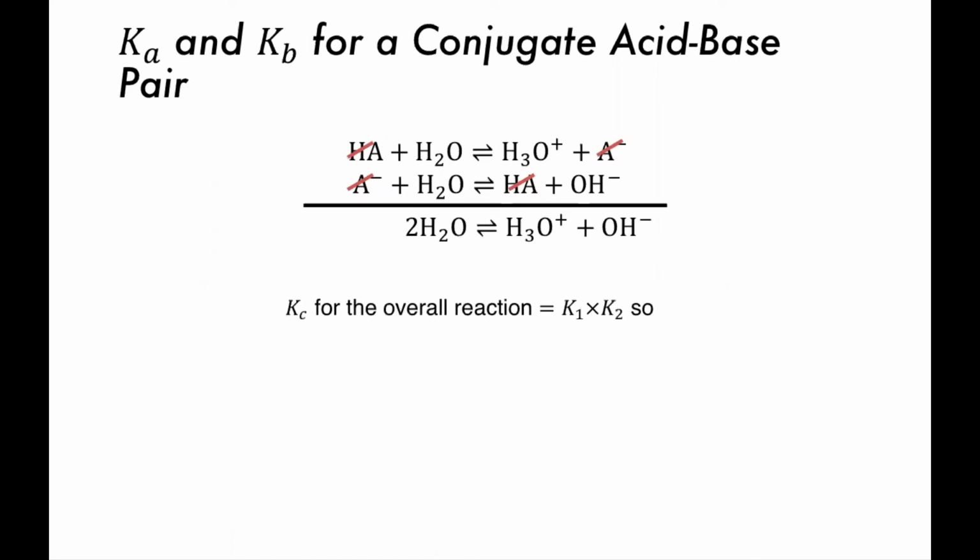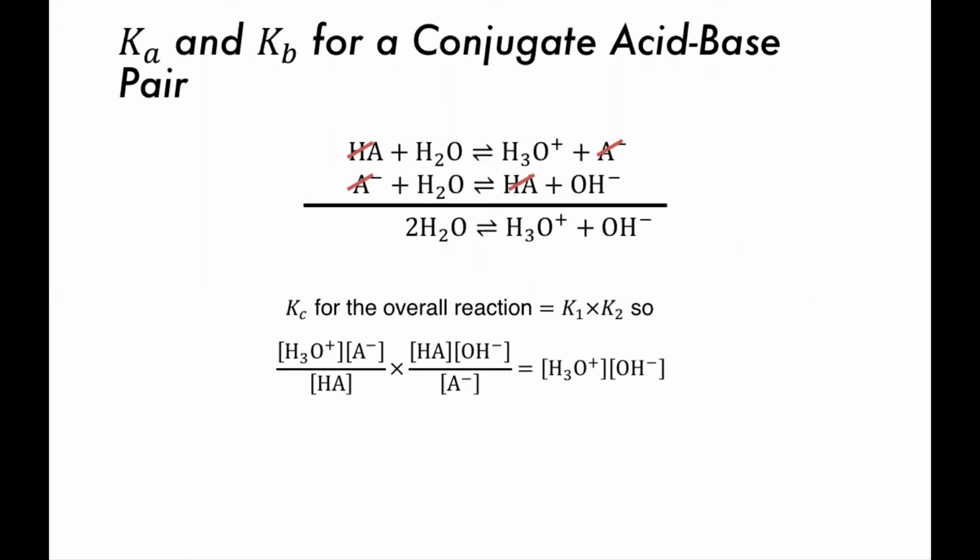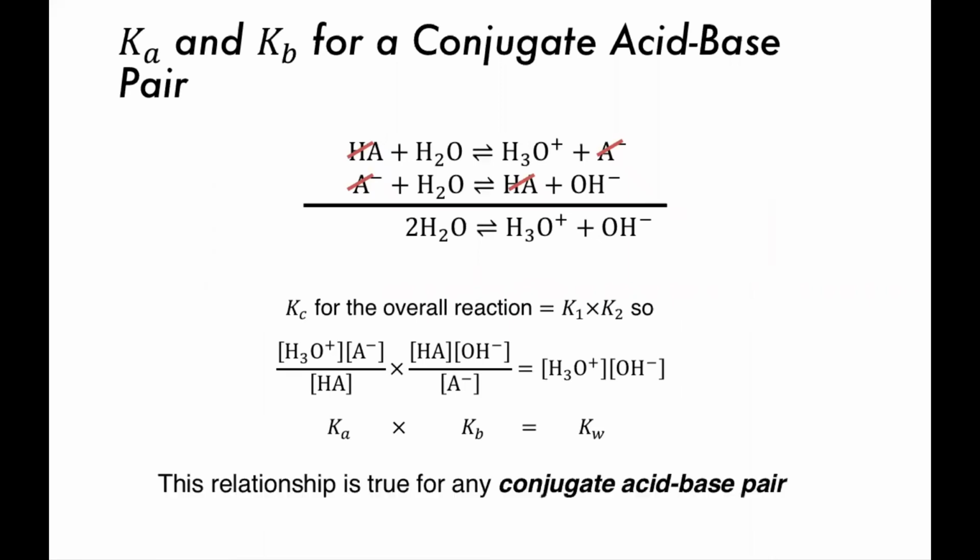So Kc for the overall reaction is going to be K1 times K2. We learned about that back in the equilibrium lecture. And so the hydronium ion concentration times the conjugate base concentration over HA, times HA times OH minus over A minus, basically gives us the hydronium ion concentration times the hydroxide ion concentration, because A minus cancels with A minus, HA cancels with HA, and so we're left with just H3O plus concentration times OH minus concentration. And so this is Ka times Kb equal to Kw, which we already found out. And so this relationship is true for any conjugate acid-base pair.